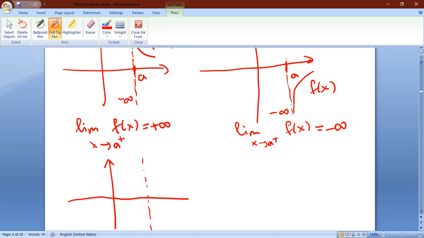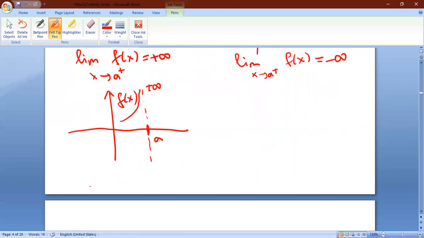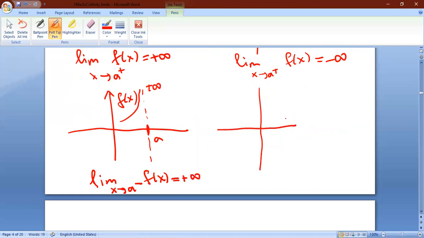Let's say this is a, this is f. So in this case, the left limit as x goes to a of the function f is plus infinity, or you can have the other possibility. Let's say you are approaching a from the left, but the values are getting more and more negative arbitrarily large. So you say the left-hand limit of f is minus infinity.